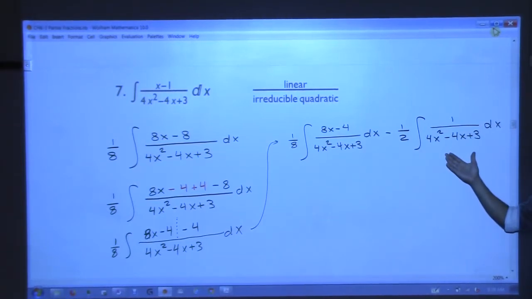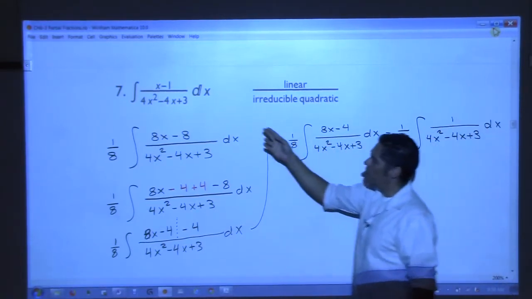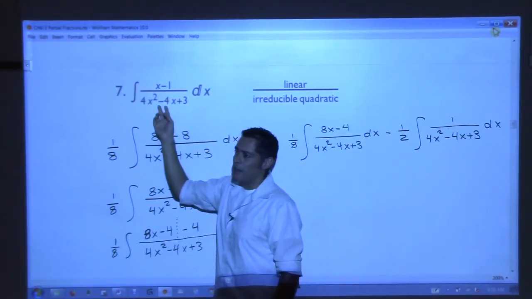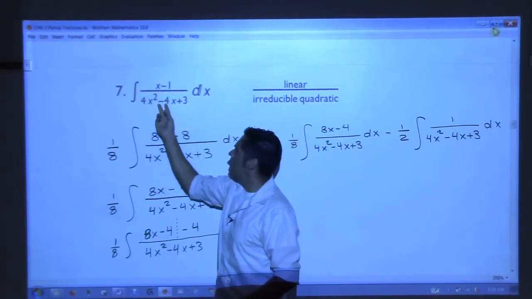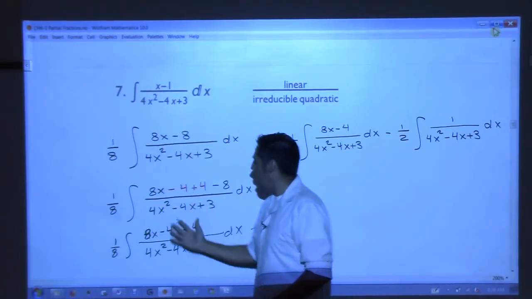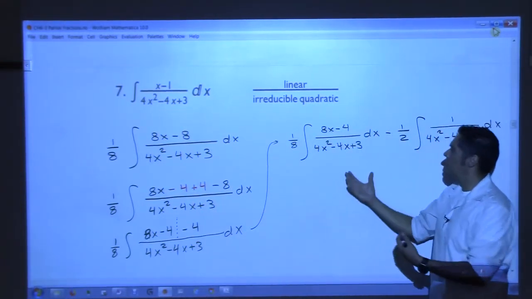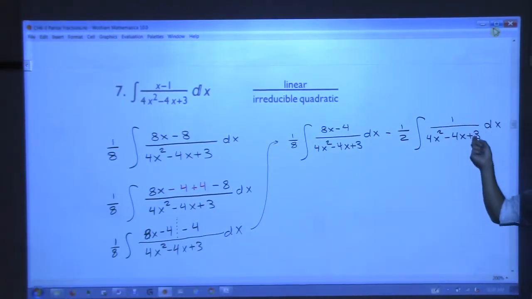What do we have now? A constant over an irreducible quadratic. Complete the square. So what I started with was linear over irreducible quadratic. Unfortunately, the derivative of the bottom was not the top. I was hoping for that, so I made that happen. But the consequence is that it left me with a constant over my irreducible quadratic, but I'm okay with that because I know how to handle that. Does that make sense?